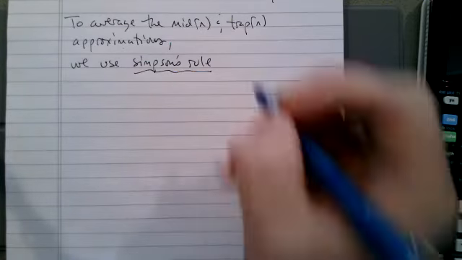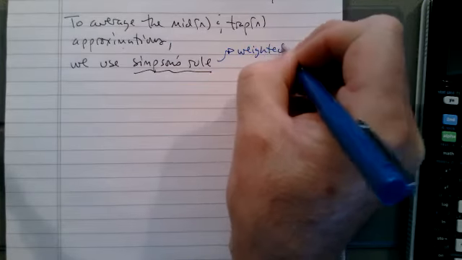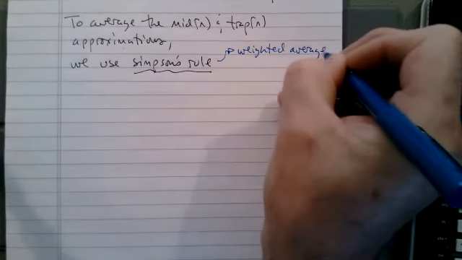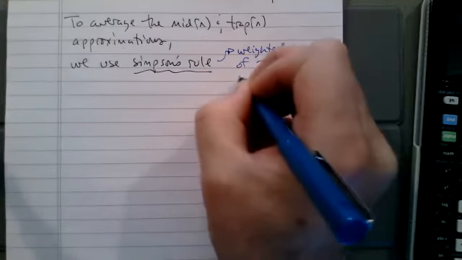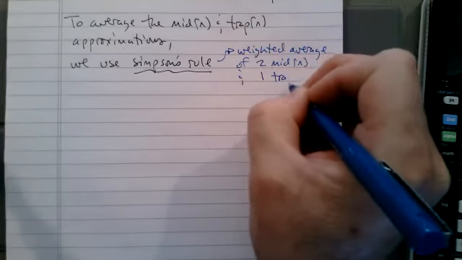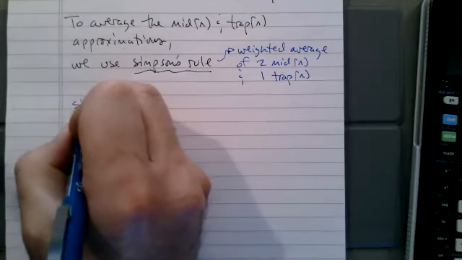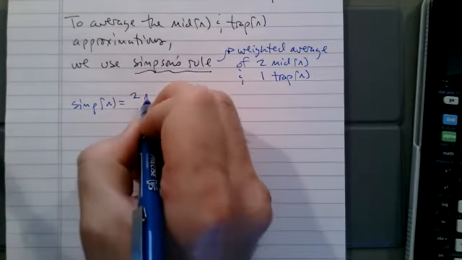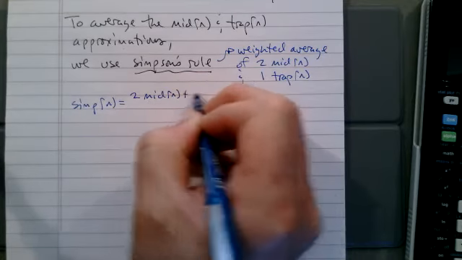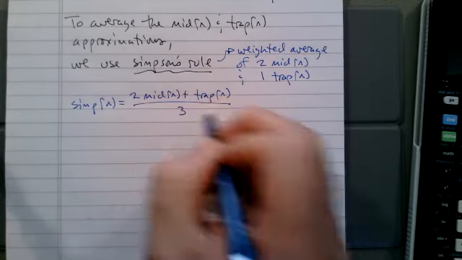So Simpson's rule is a weighted average of 2 midpoint rules and 1 trapezoidal rule. So Simpson's rule, Simp n, is going to be 2 mids and 1 trap, divided by 3.